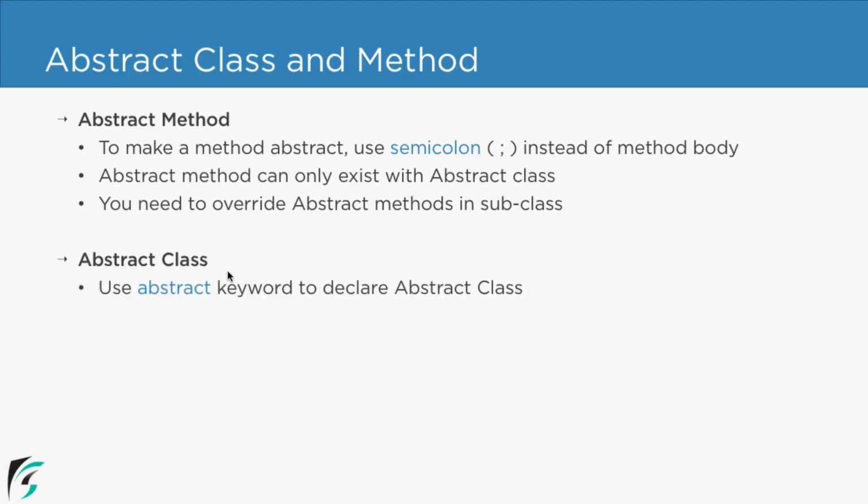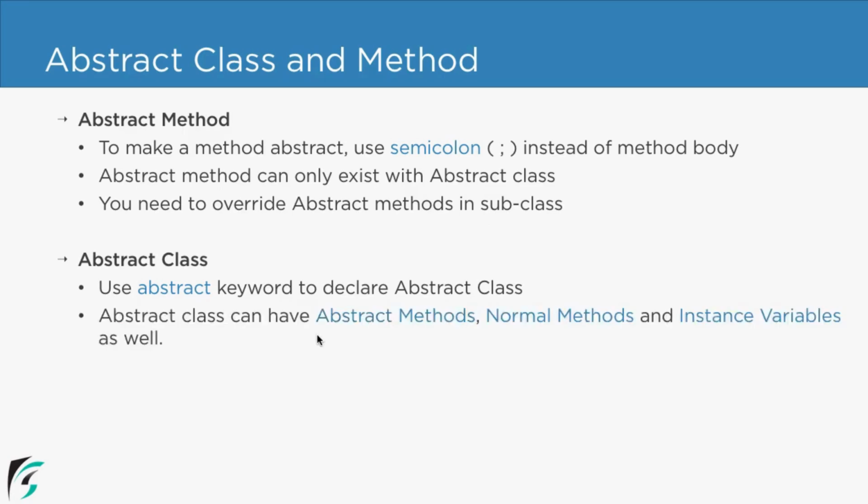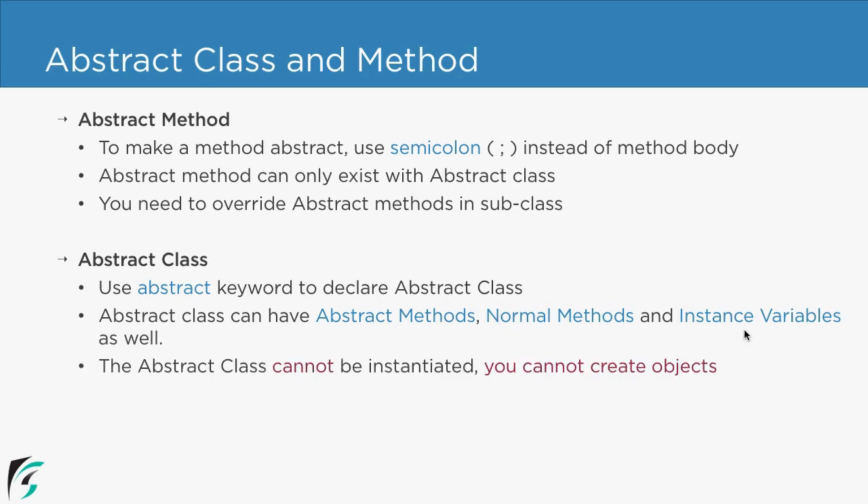For that, use the abstract keyword to declare the class as abstract. And then the abstract classes can have all kinds of methods such as abstract methods and normal methods, and they can also have instance variables. And now in the end, most important, the abstract classes cannot be instantiated. That is, you cannot create objects out of abstract classes. So that was all for this video.